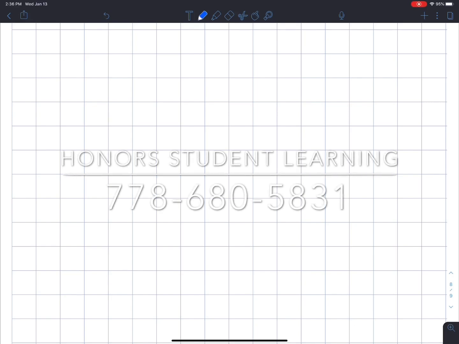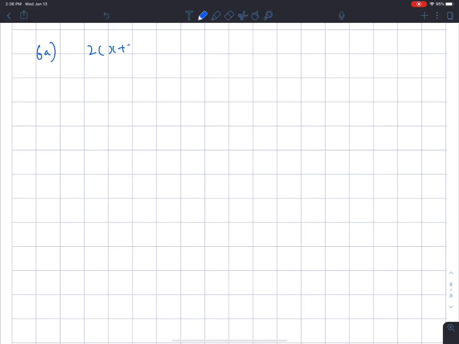Okay, moving on to question 6. 6a. 2 bracket x plus 3. So this is the distributive law. We have seen this earlier in question 4, and you should have seen this in grade 7 already. So we just multiply in.